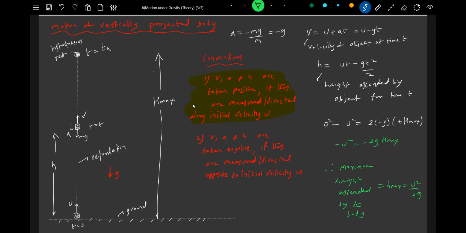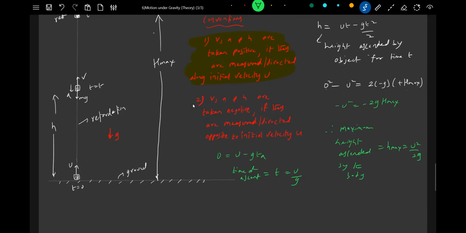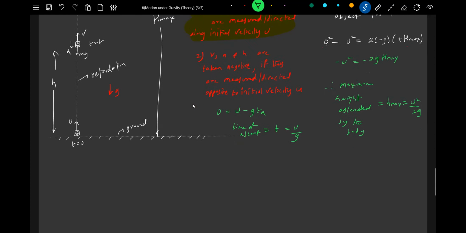How to calculate the time of ascent? We calculate it like this: 0 equal to u minus gt, so the time of ascent is equal to u by g. Let's describe the overall motion, how it takes place.